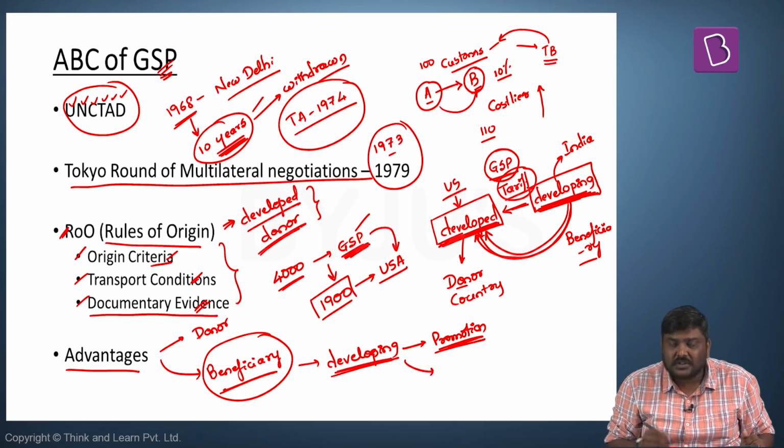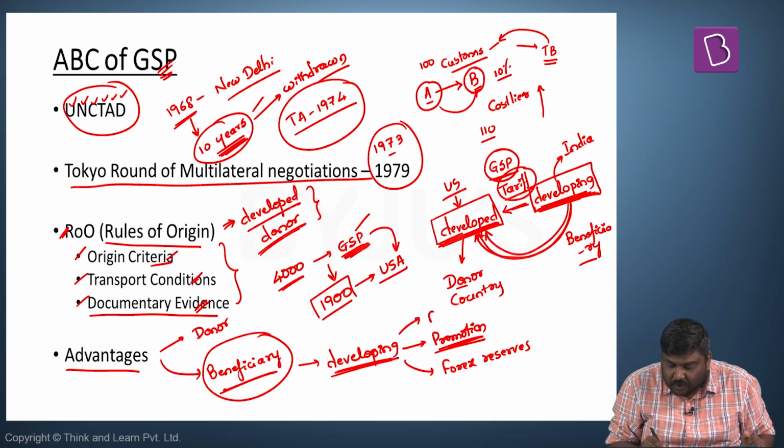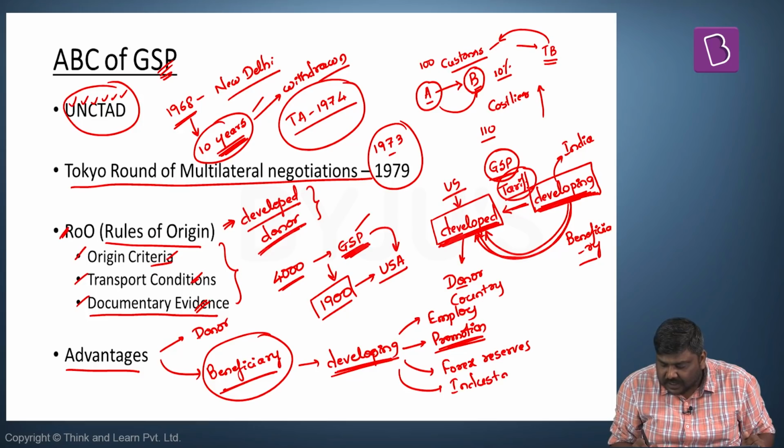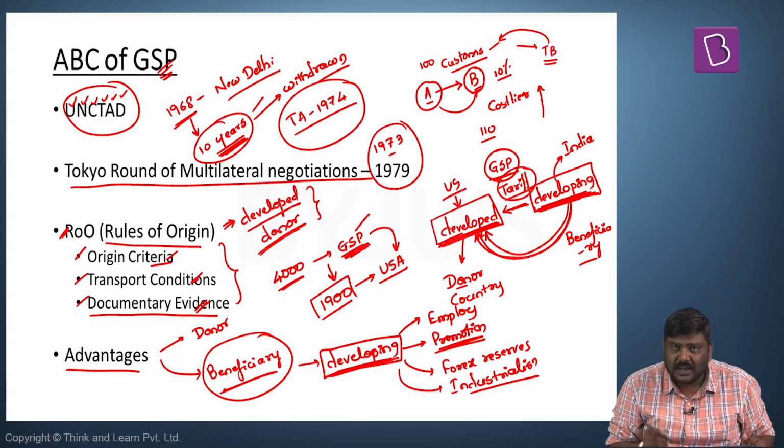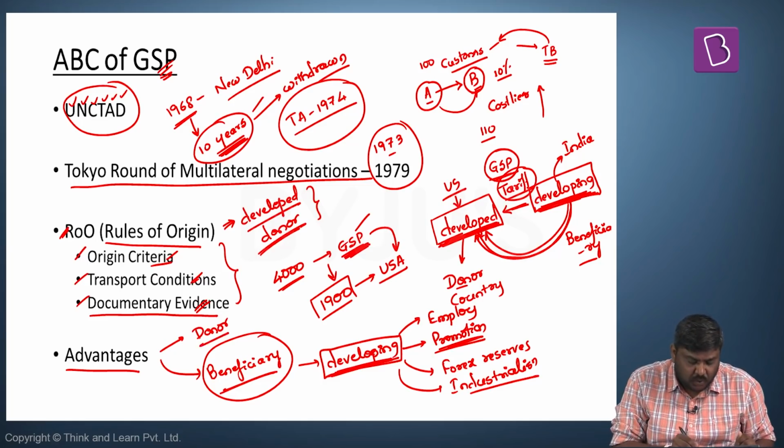Second, it will also lead to inflow of forex reserves. It will promote employment generation. It will promote industrialization, etc. So these are some of the very important benefits that are derived with implementation of a GSP by a developing or beneficiary country. Now, what is the benefit for a donor country?